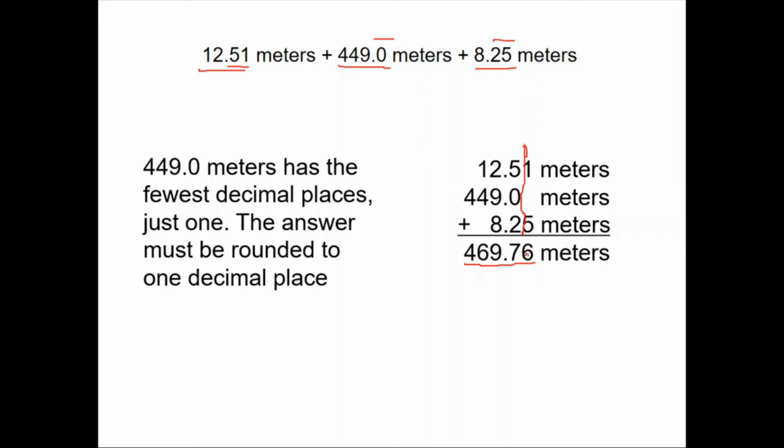Now we should round it, and in rounding, as you see, this is 6, and it is more than 5, so we are going to increase this one by 1. Our result is going to be 469.8 meters. Why? Because we round this one to here, this one becomes 8.